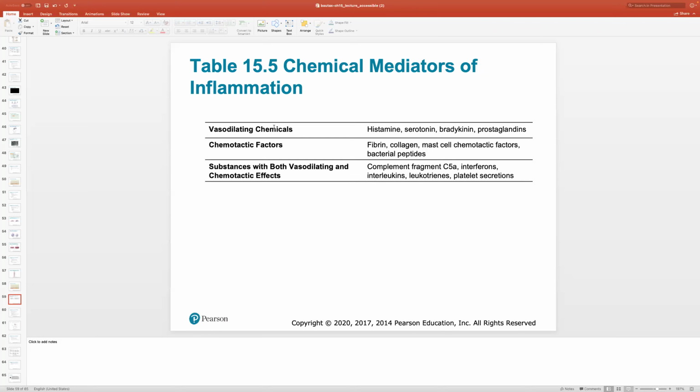And here is a summary of the chemical mediators of inflammation: the vasodilating chemicals, the chemotactic factors, and substances with both. So here you see some things that we've talked about before in complement, interferons. We haven't really talked very specifically about interleukins, leukotrienes, or platelets. We're going to talk about some of these a little bit more when we talk about the adaptive immune system.